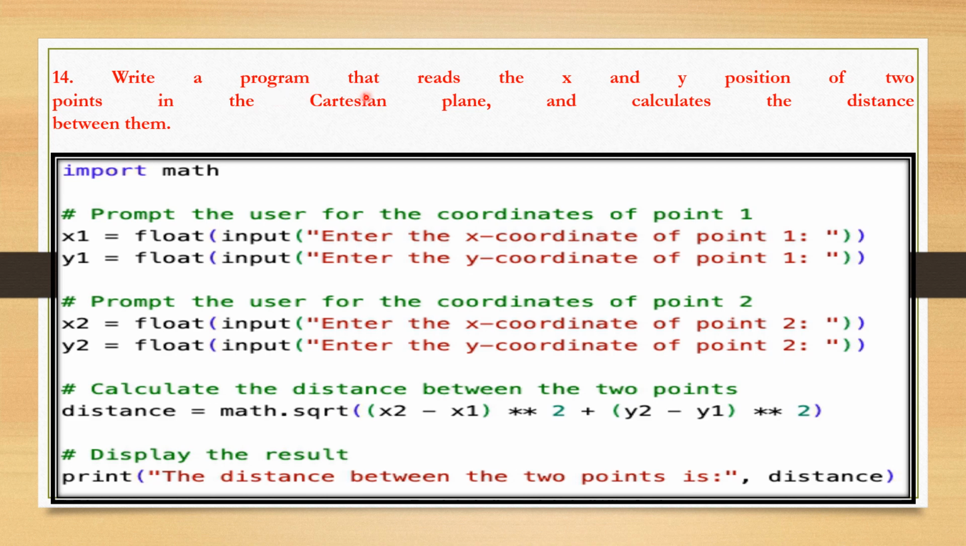The next program is to read the x and y positions of 2 points in the Cartesian plane and calculate the distance. Here we will use the math module because we want to use the square root function. So prompt the user to enter the coordinates of point 1 and then point 2, and then apply the distance formula, math.sqrt of (x2 minus x1) squared plus (y2 minus y1) squared, and finally display the results.